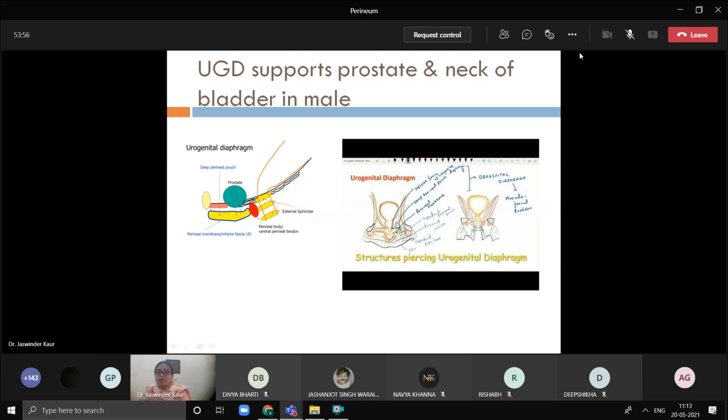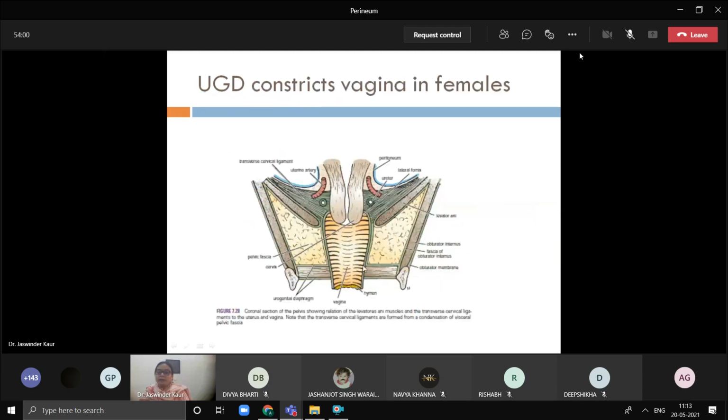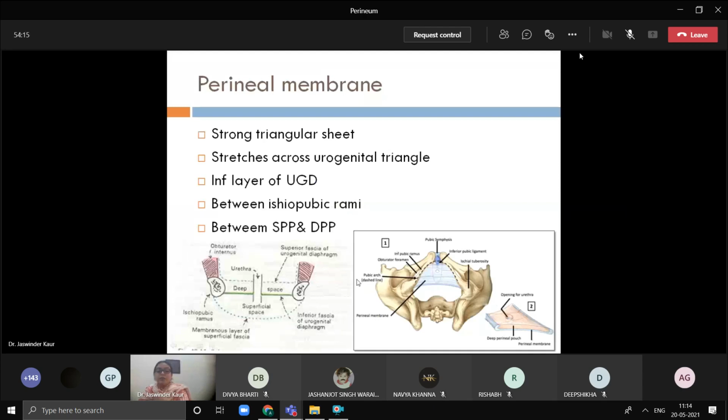So then what is the function of the urogenital diaphragm in case of females? In case of females, in the urogenital diaphragm is present the vagina. So in female, it constricts the vagina. In male, it supports the prostate and the neck of the bladder. So the urogenital diaphragm is clear?